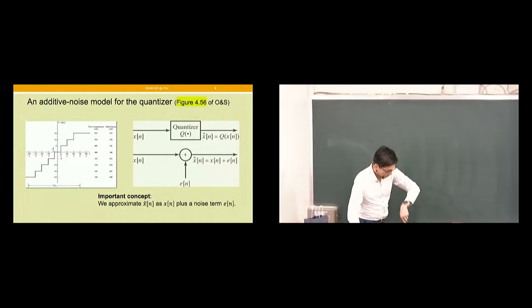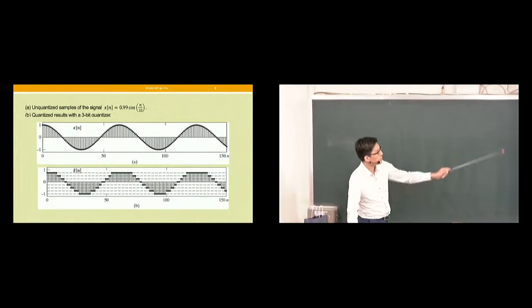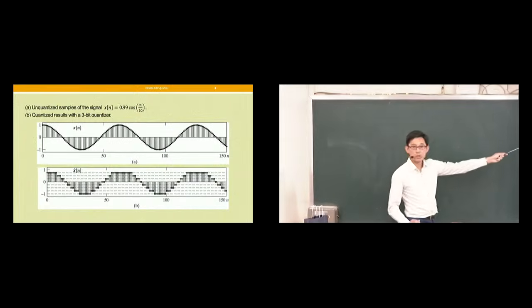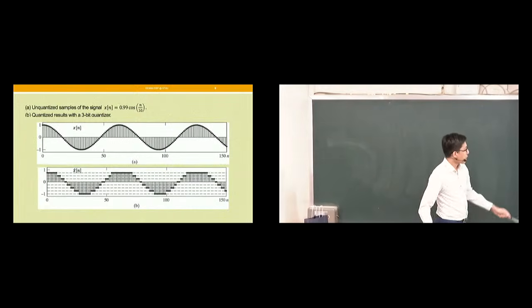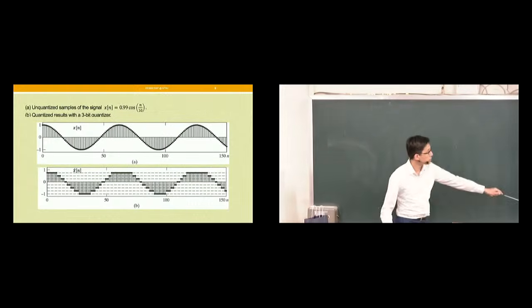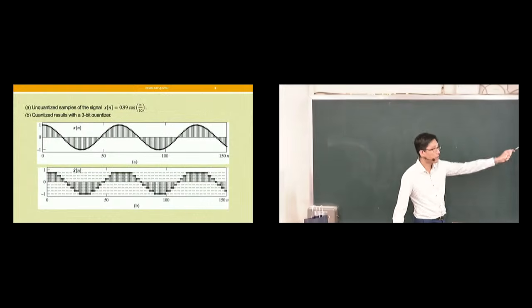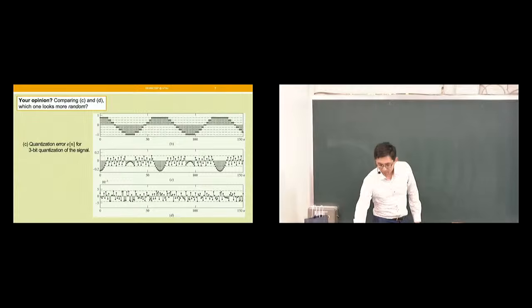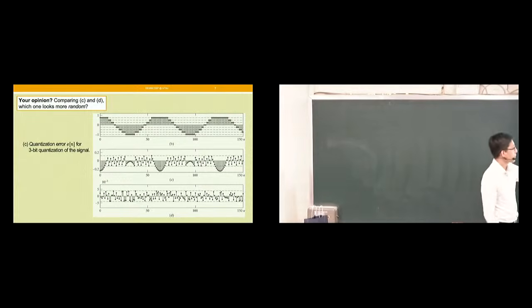Maybe if you keep watching the next slide, next week when we come back, I'll go through these slides. We'll have an example of a sinusoid, a sine wave, and after quantization with 3 bits, 8 levels, it looks like that. That's the result. Then you can just calculate the difference and call it the error signal. So on the next slide, the error signal looks like this.